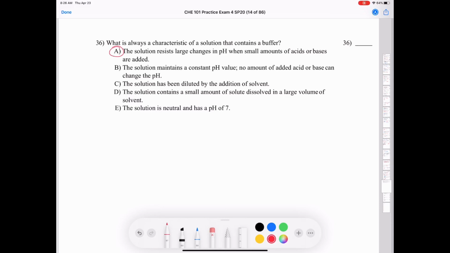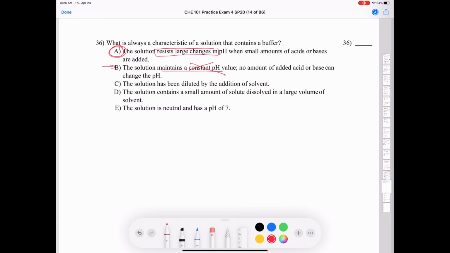And remember, when you add small amounts of acids or bases to a buffer solution, it doesn't mean that it resists all changes in pH. And that's what it's saying here. It says in B, the solution maintains constant pH. That is not true. The pH will change, but the point is that it only changes slightly, so it resists large changes. And therefore, the answer is A.